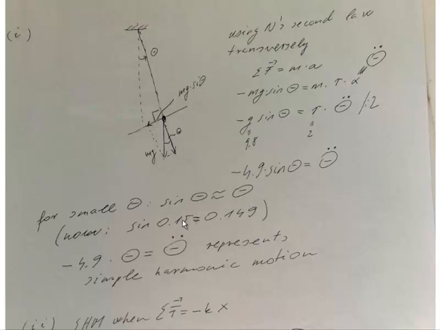Now, for example, we can calculate that sine 0.15 is approximately 0.149. We can apply this approximation, so we can write theta here, and this equation represents simple harmonic motion.